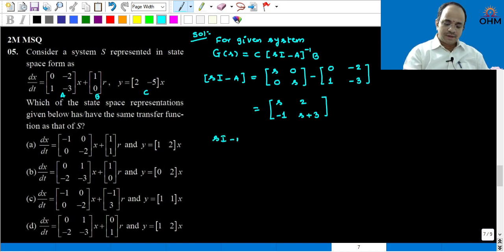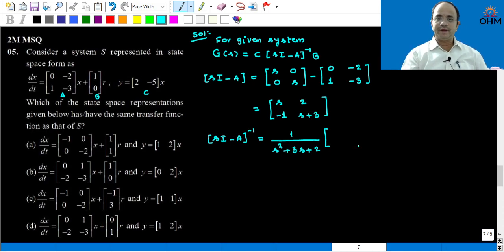Next one, (SI minus A) inverse. So what is that? 1 by, now AD minus BC. Therefore, S square plus 3S plus 2, this is the determinant, the denominator. Now let us write down the adjoint. S plus 3, interchange the diagonal elements, change the sign of the off diagonal elements. Minus 2, 1 and S. Okay, so this is the (SI minus A) inverse matrix.